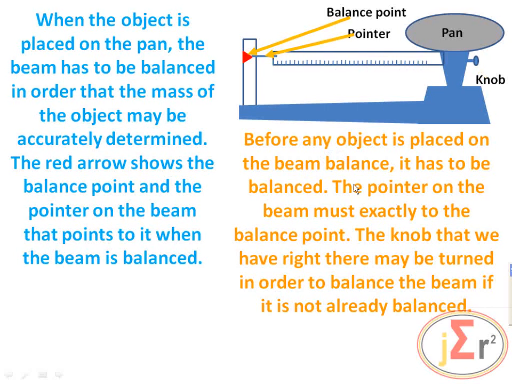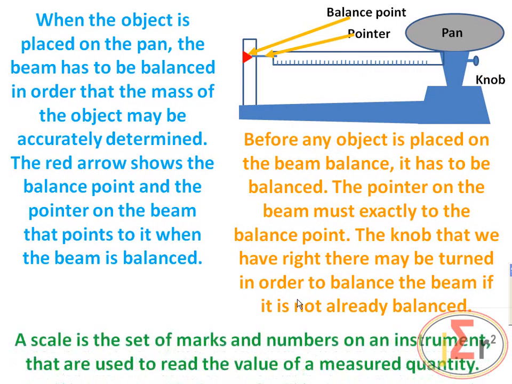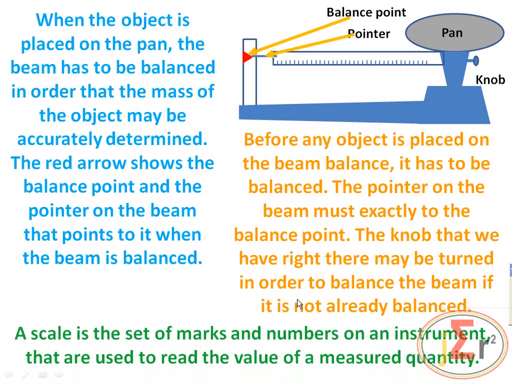If it is not balanced, what do we use to balance the beam? The knob. Right, so we use the knob to balance the beam if it is not already balanced. That is what this knob is used for. A scale is the set of marks and numbers on an instrument that are used to read the value of the measured quantity. I am emphasizing that, and that is why I am placing that right there again.